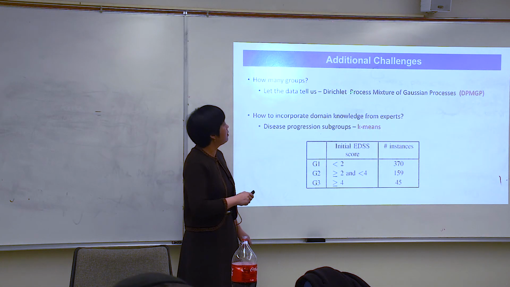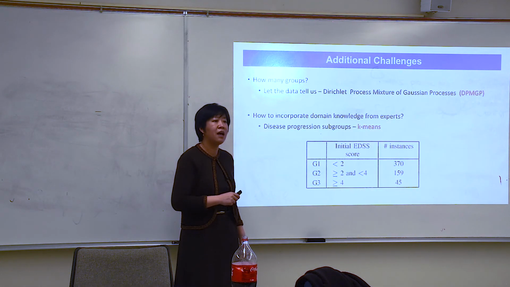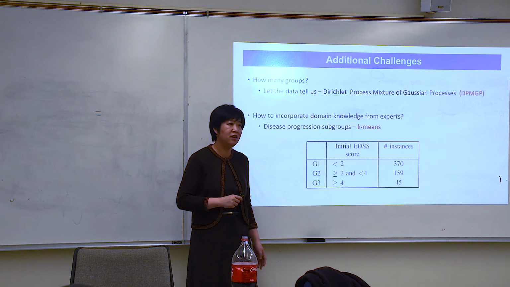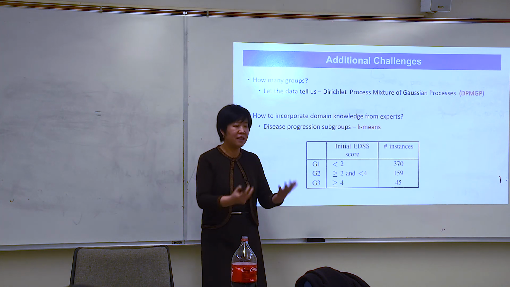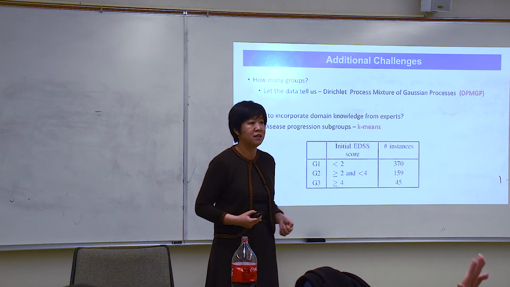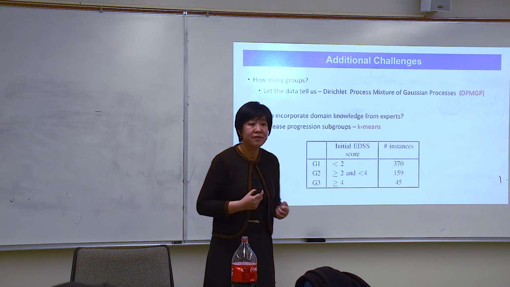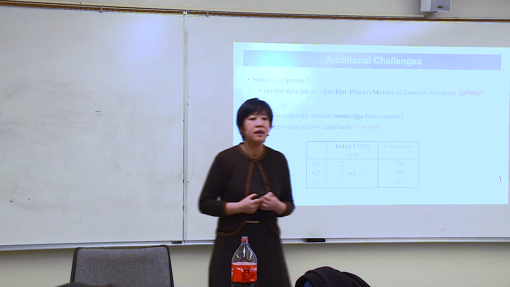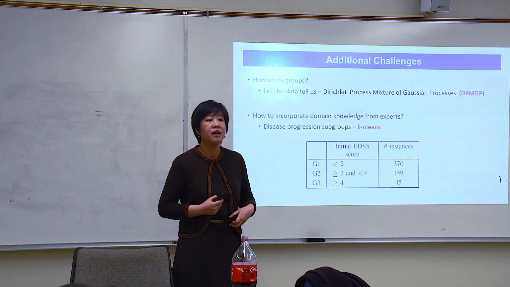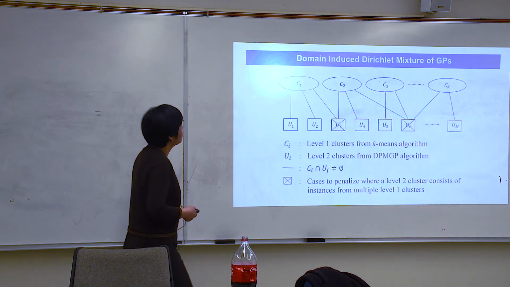But with this non-parametric Dirichlet process, actually the number of clusters is learned in the process. So it's more like the data is telling us how many clusters there are. Did you find that the number of clusters was similar to the number of doctors that you knew objectively? These are two things, right?